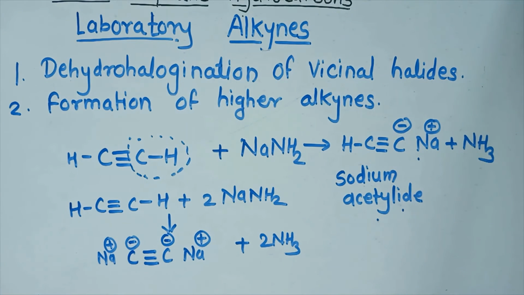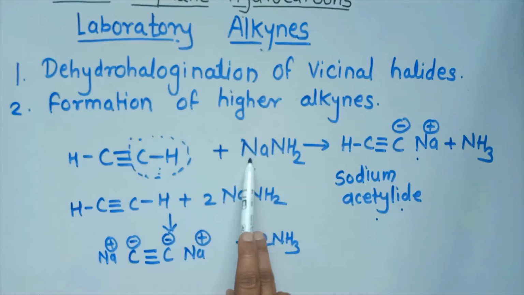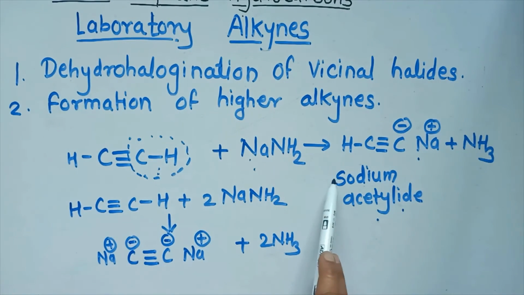So first, what happened here? We know that this CH is acidic in nature, it reacts with the strong base, it forms a salt. If we use 1 mole, then we get sodium acetylide, and if we use 2 moles of NaNH2, then disodium acetylide is formed.